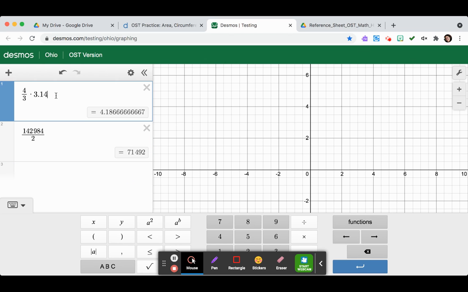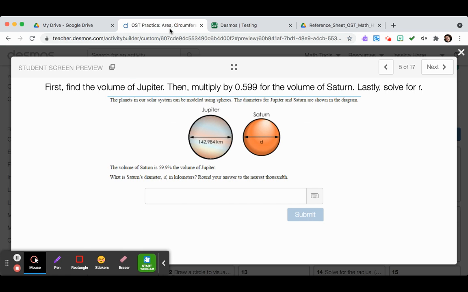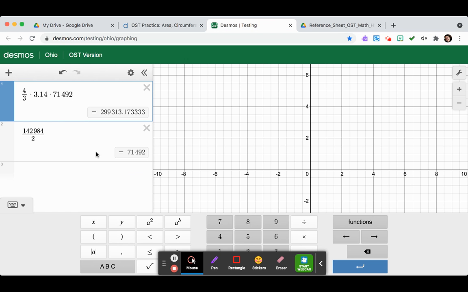And so in our calculations, we're going to be using 71,492. And so we have our volume of Jupiter. Again, the radius, and we need to take that to the third power. Notice we hit the A to the B button. Okay, that gives us the third power.